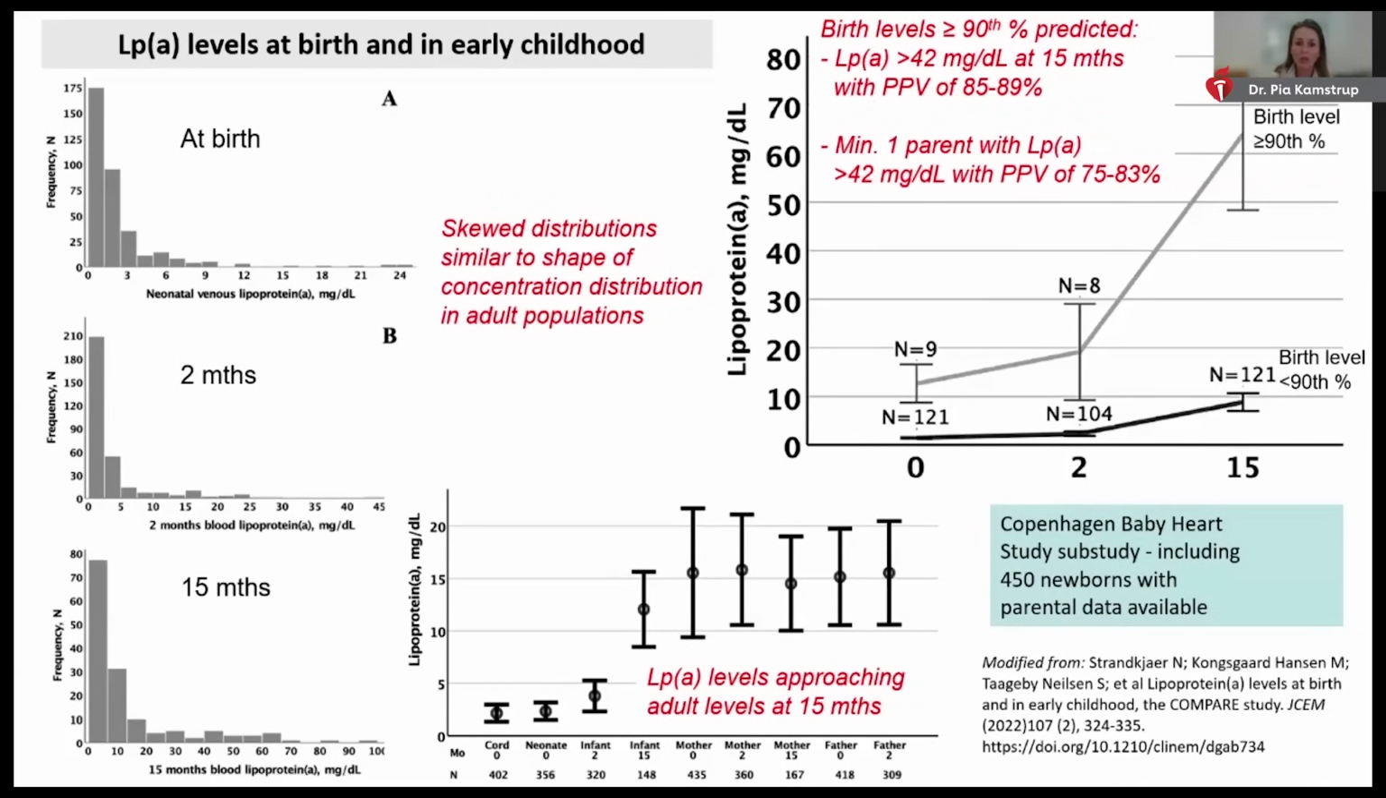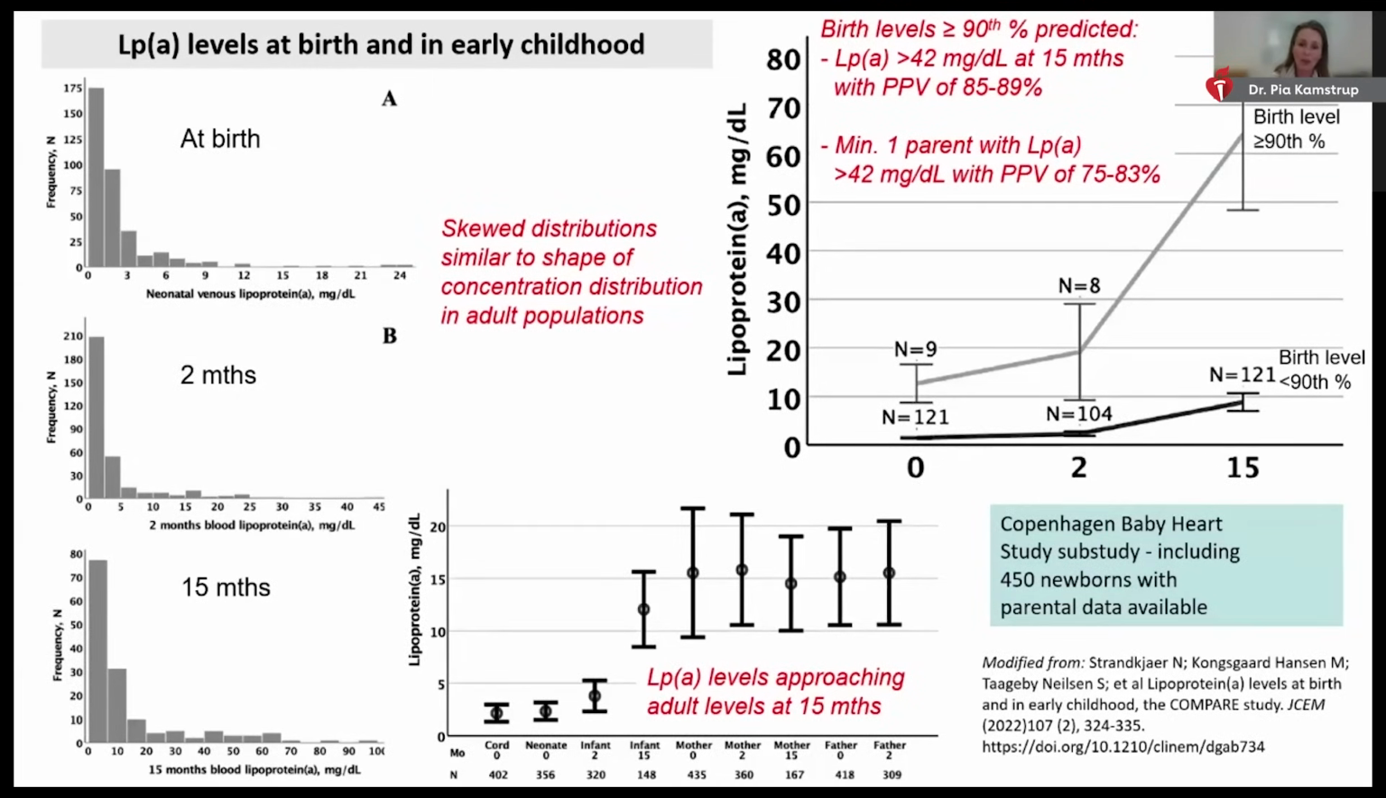Left is the Lp(a) concentration distributions at birth and at 2 and 15 months of age. Now, the shape of the distributions closely resemble what is found in adults, although levels are very low at birth and at 2 months, while levels already at 15 months start to approach adult levels. Notably, birth levels above the 90th percentile predicted Lp(a) above 42 milligrams per deciliter at 15 months. 42 milligrams per deciliter corresponds to the 80th percentile in the adult Danish population, indicating that already at birth it is possible to identify children who will grow up to have elevated levels.